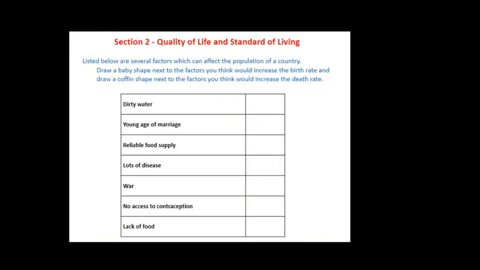Now here we're looking at the quality of life and the standard of living. So you needed to draw either a baby shape to represent an increase in birth rate, or a coffin shape for an increase in the death rate. So if we have dirty water in an area, it's going to increase our death rate because it makes you poorly, so people are more likely to die. We're very lucky in England that we don't have that problem, but unfortunately a lot of countries do, and it results in more deaths, so a higher death rate.